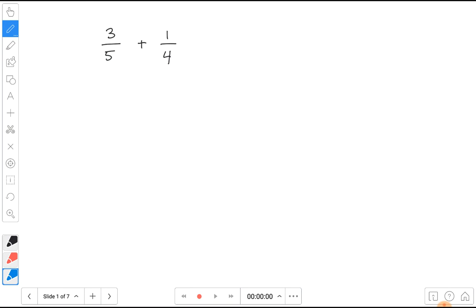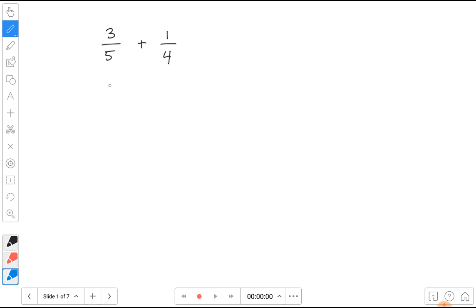Operations with fractions. We're going to review how to add, subtract, multiply, and divide fractions. So first off, addition: 3/5 plus 1/4. We need a common denominator here so that we can add these fractions together. The common denominator between 5 and 4 is going to be 20.